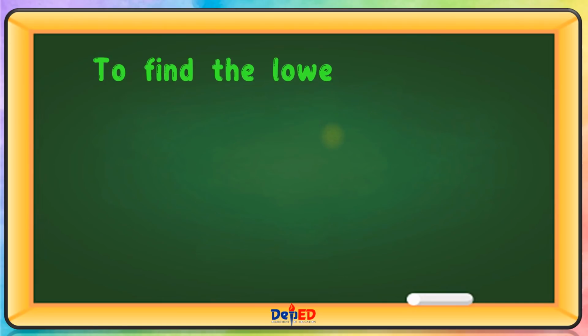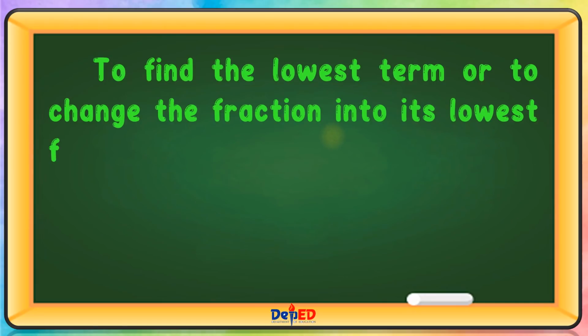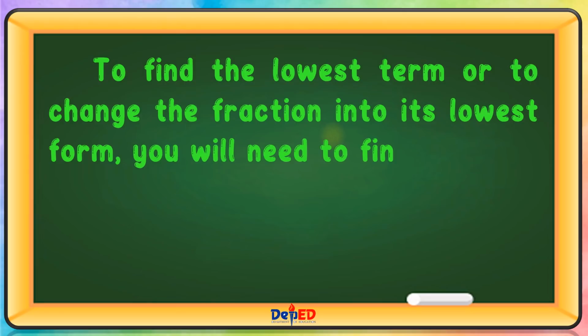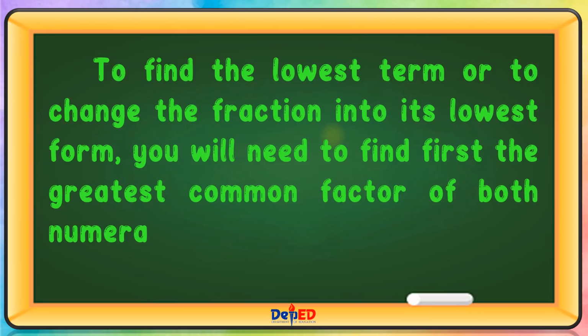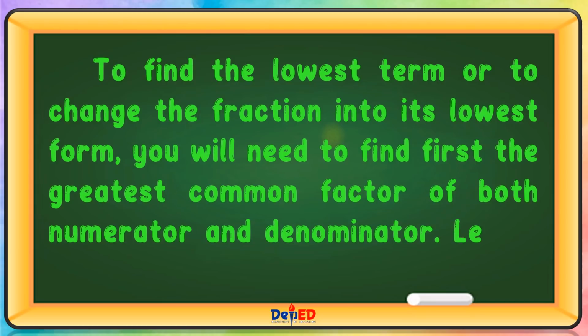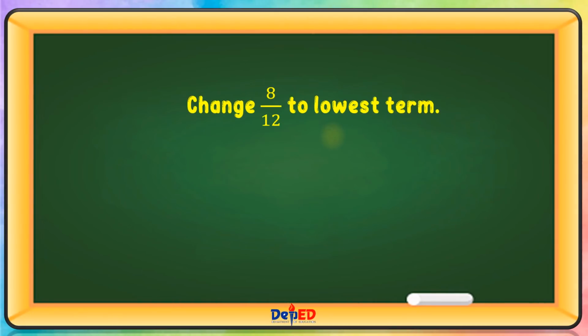To find the lowest term, or to change the fraction into its lowest form, you will need to find first the greatest common factor of both numerator and denominator. Let us study the example below. Change 8/12 to lowest term.